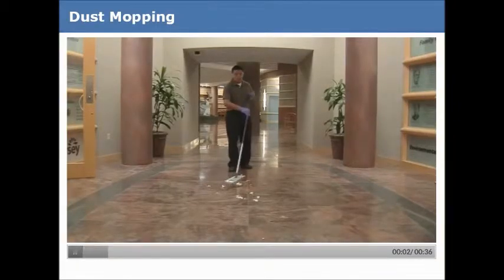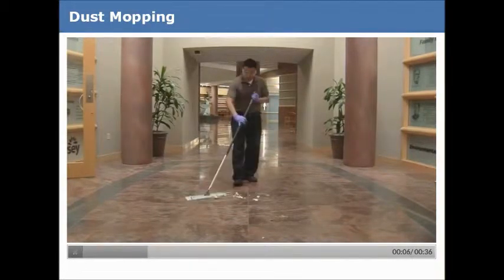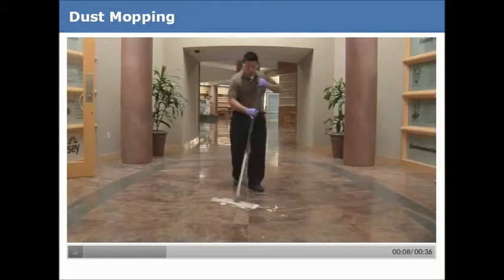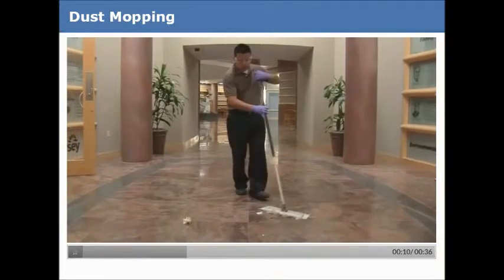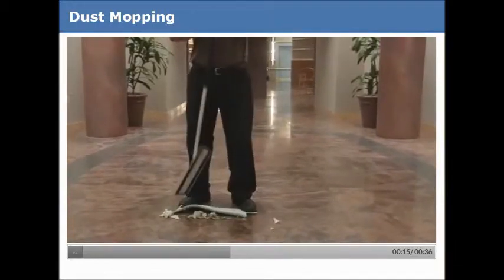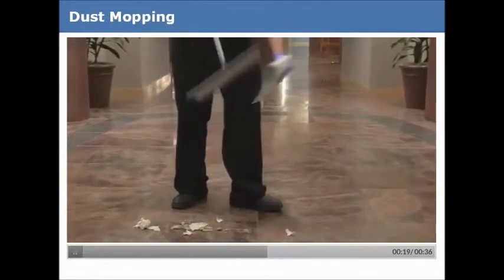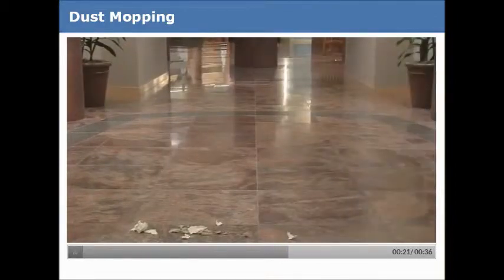Using a cotton loop dust mop, walk forward, pushing the mop in front of you. Once you reach the end of the hallway or room, gently shake the dust mop to let dust and debris fall to the floor. Then fluff the mop by lifting it about a foot off the floor and letting it drop. Continue dust mopping and overlap each pass by 4 to 6 inches.